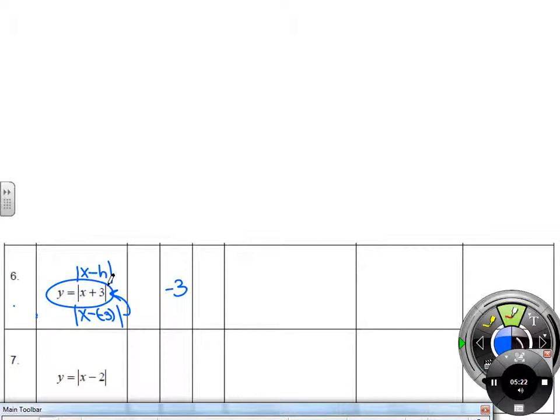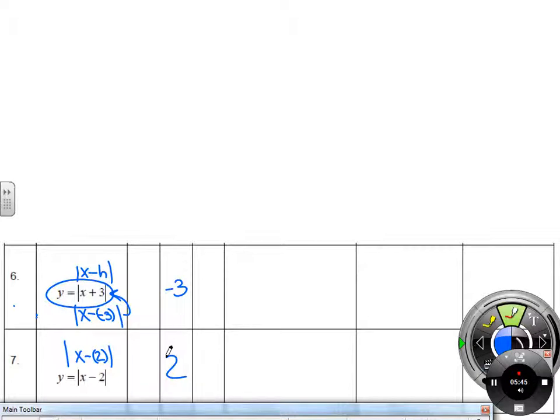Okay? So what happens, what's our h value in number 7? Positive 2 or negative 2? Positive 2. Okay, x minus what number is going to make it look like this, and that would be x minus a positive 2. So the h value here is positive 2. And does that make sense with what you saw graphically? Did your graph get shifted 2 to the right?